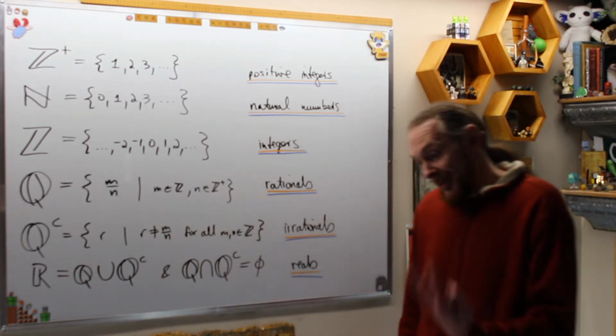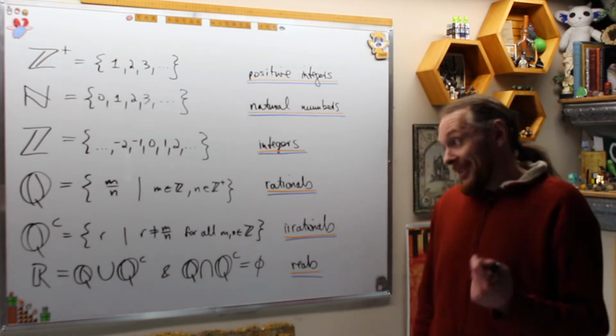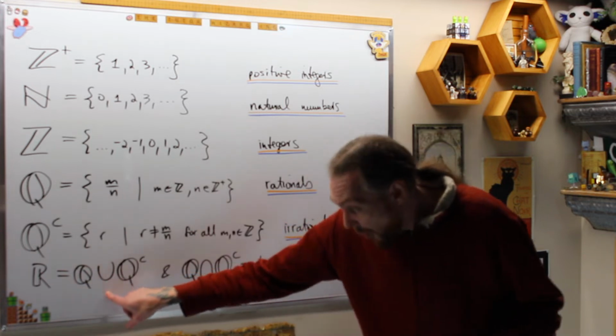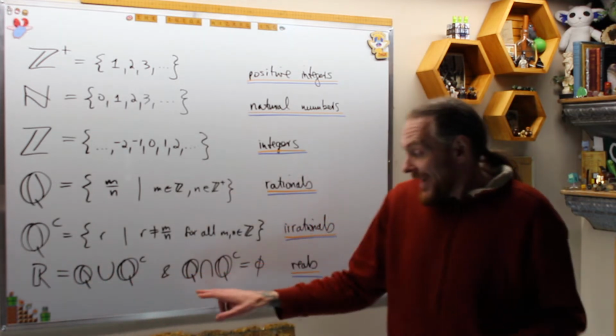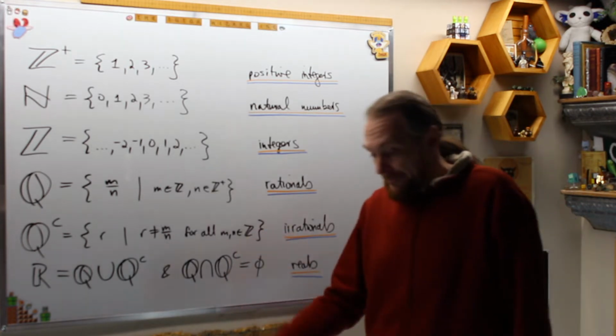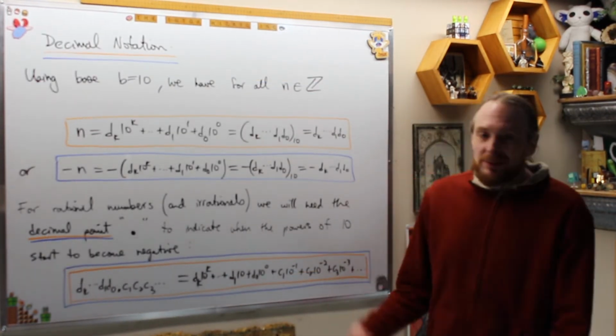So then we ask, are there numbers that have a non-repeating expansion? Yes, there are. And so every number has either a repeating decimal expansion or a non-repeating expansion, and you can't have both a repeating and a non-repeating decimal expansion. Let's get into that. All right, next we'll recap decimal notation.